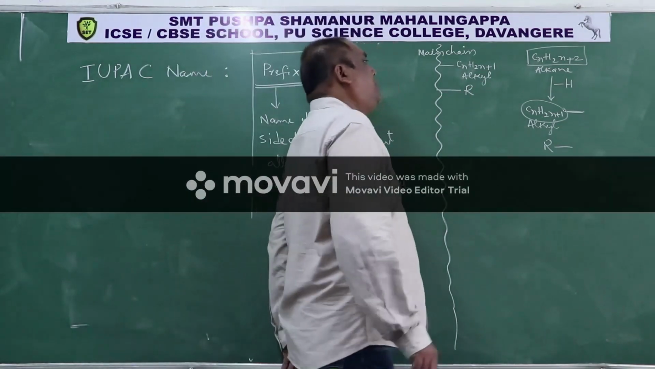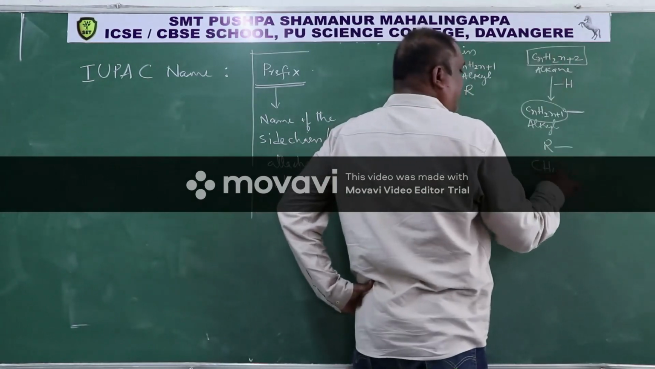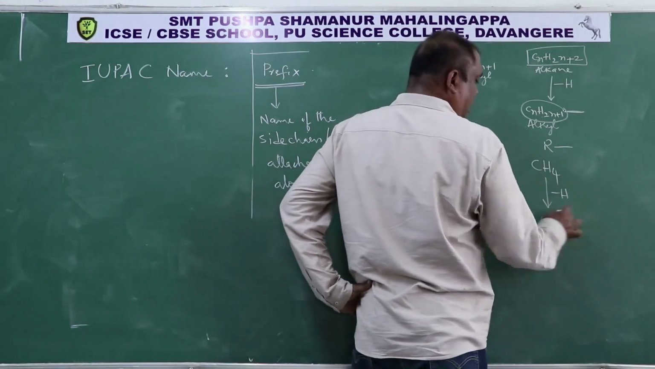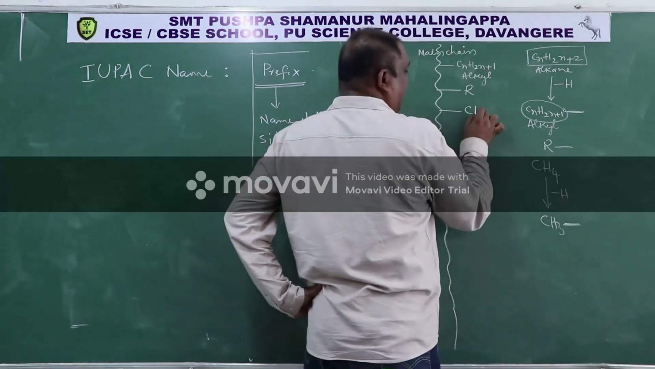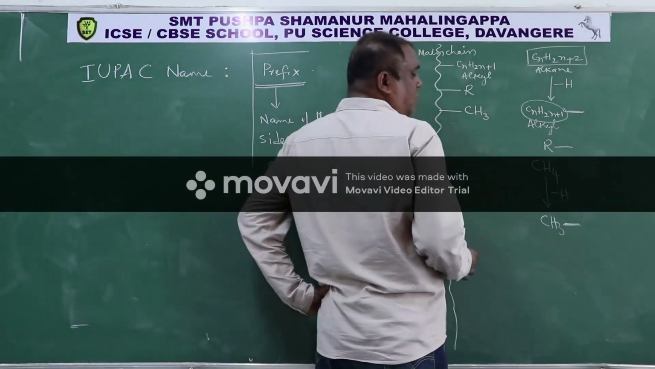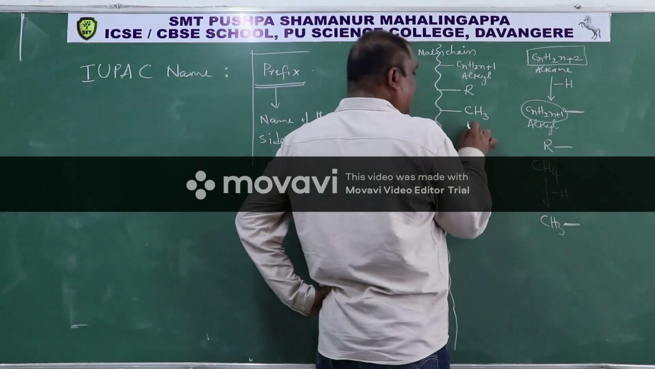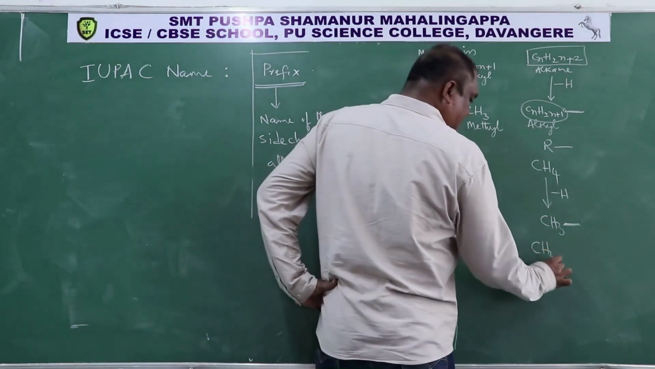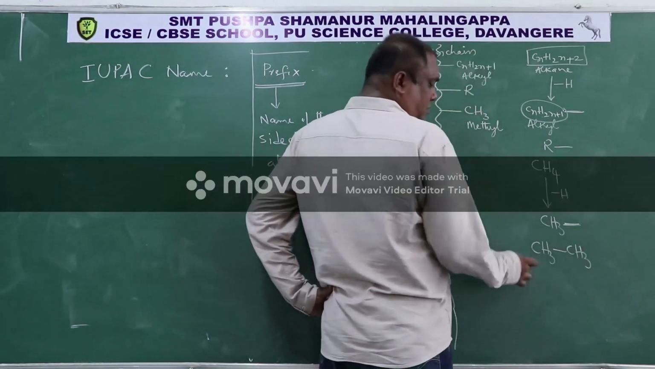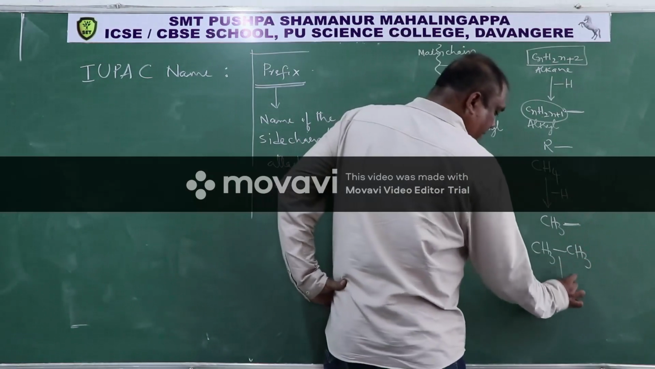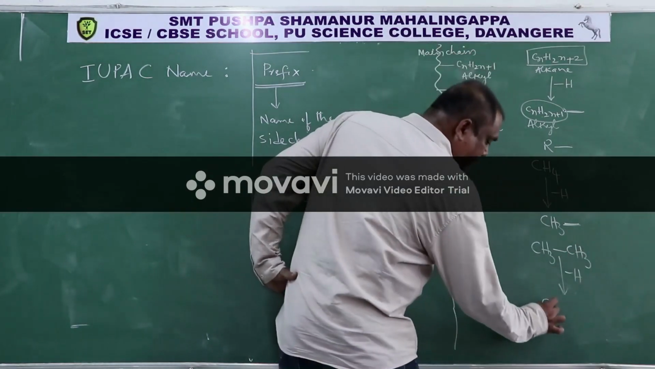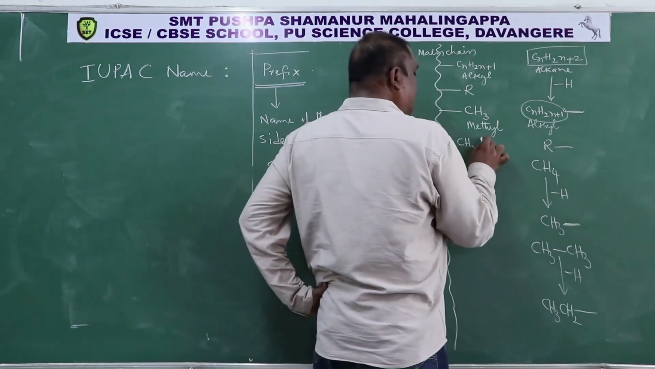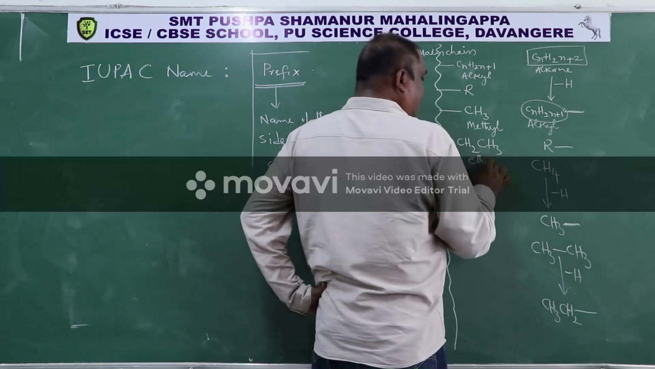Now here, if this alkane is methane, from that I have removed one hydrogen, then it will become CH3 with a hanging bond. This hanging bond I am attaching here, so it becomes CH3. So this is methane and this becomes methyl. So the name of this side chain is methyl. Then if the alkane is this one, this is ethane. From this ethane I am removing one hydrogen, then it will become CH3CH2 with a hanging bond. If I attach this, it will become CH2CH3. So the name of the side chain is ethyl.